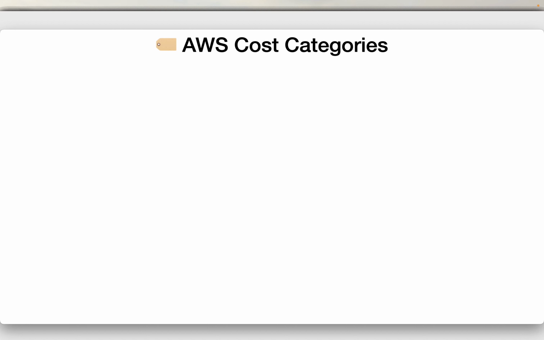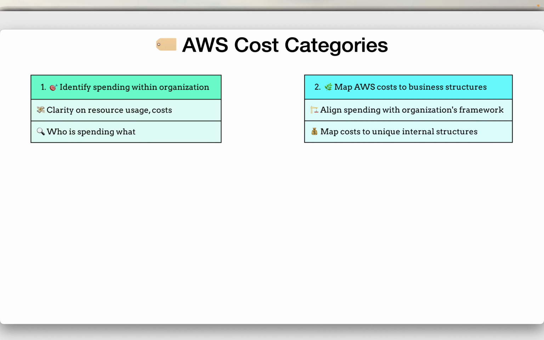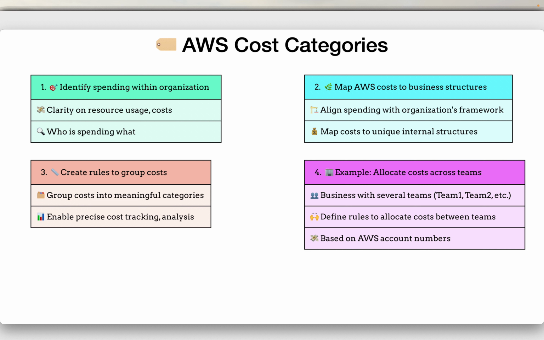So AWS cost categories. Cost categories is a cost allocation service that helps you identify who is spending what within your organization, providing clarity on resource usage and the cost. It allows you to map your AWS cost to your unique internal business structures. With cost categories, you create rules to group your cost into meaningful categories.